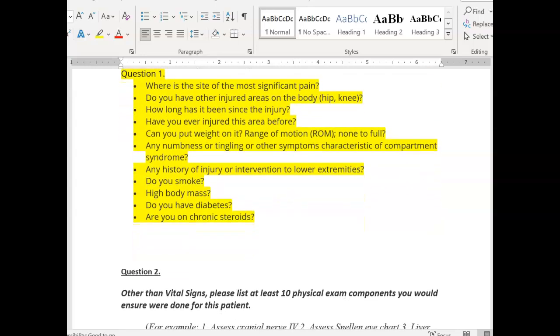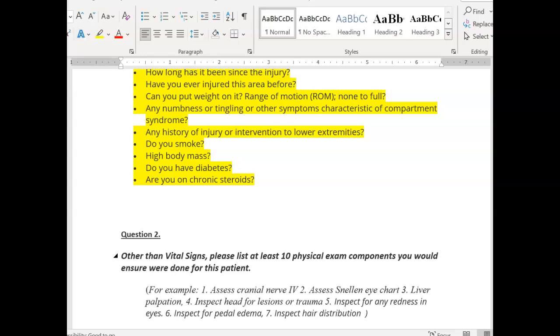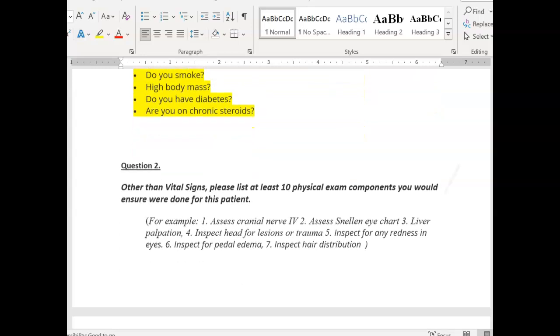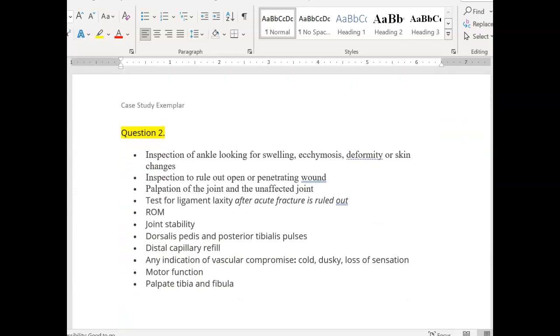Then it goes into question 2. Other than vital signs, please list at least 10 physical exam components you would be sure to do for this patient. Because she has ankle pain, I'm going to make sure I'm doing these 10 physical exam components, okay? So these are some examples. Like this is not for this patient, but liver palpation or specific things you're doing. So an answer to this might be these.